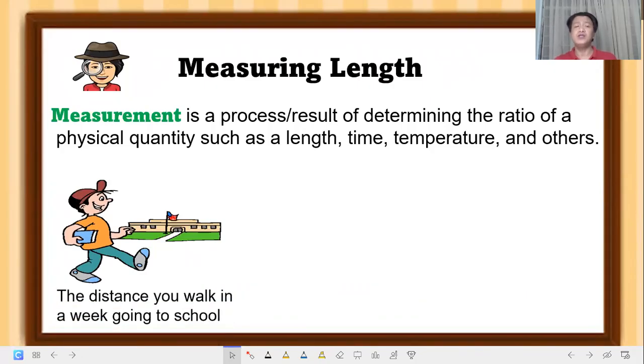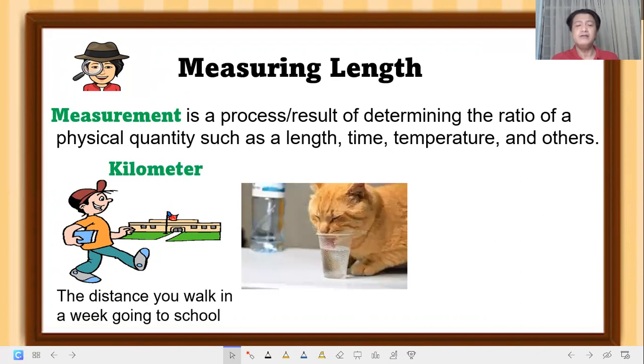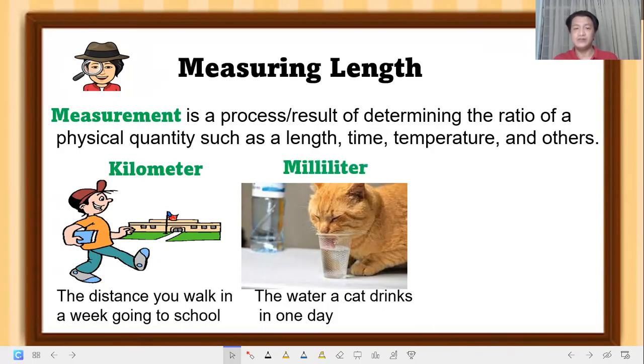So with that, kung mapapansin natin, what unit are we going to use to find the distance you walk in a week going to school? Okay, we are going to use the kilometer. Dito naman, the water a cat drinks in a day. Ibig sabihin, kada araw, ano yung ating gagamitin to get the measure or the unit? Okay, we use the milliliter.